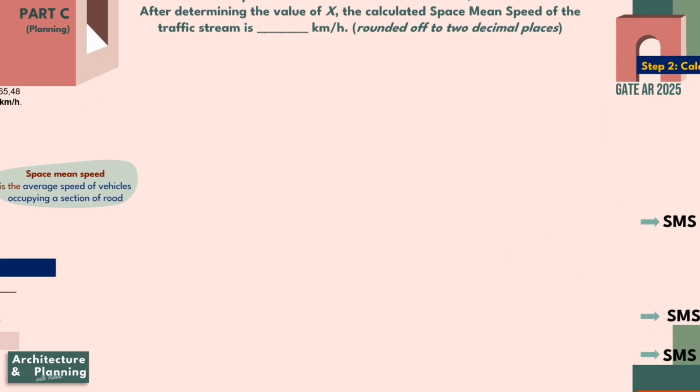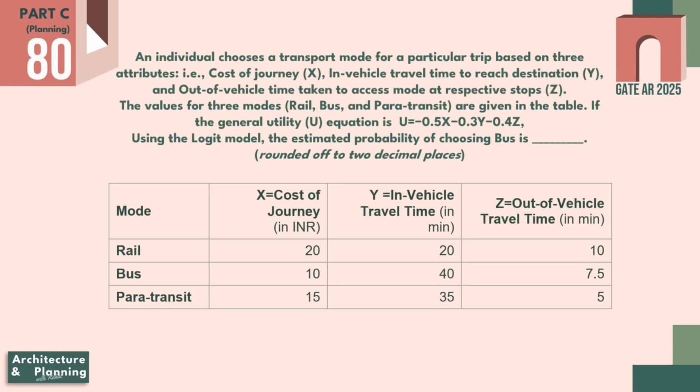Let's move to the next question. This is also a transportation planning question. An individual chooses a transport mode for a particular trip based on 3 attributes: cost of journey, in-vehicle travel time to reach destination, and out-of-vehicle time taken to access mode of respective stops. The values are given in tabular form. Also, general utility equation is given.